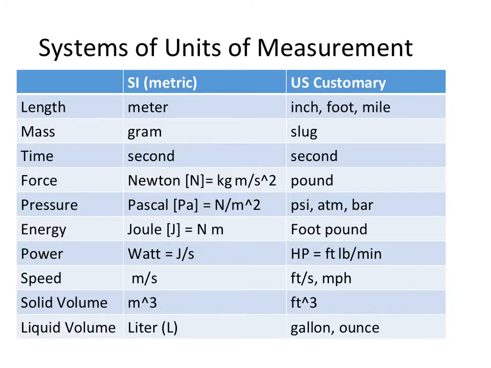So for length, instead of a foot or a mile, you would use a meter. The mass would be a gram. Force would be a newton rather than a pound. Pressure is Pascal. Energy is a joule. Power is a watt. Volume would be meters cubed, or liquid volume would be a liter.